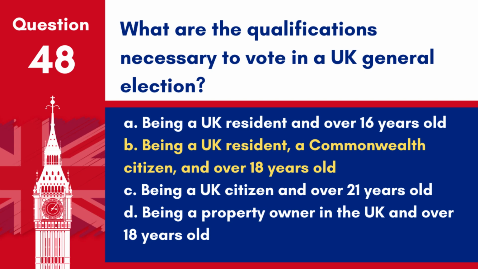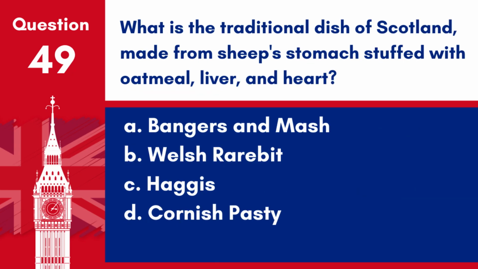old. Question 49. What is the traditional dish of Scotland, made from sheep's stomach, stuffed with oatmeal, liver, and heart? A. Bangers and mash. B. Welsh rarebit. C. Haggis. D. Cornish pasty. Answer: C. Haggis. Haggis is the traditional dish of Scotland, made from sheep's stomach, stuffed with oatmeal, liver, and heart.